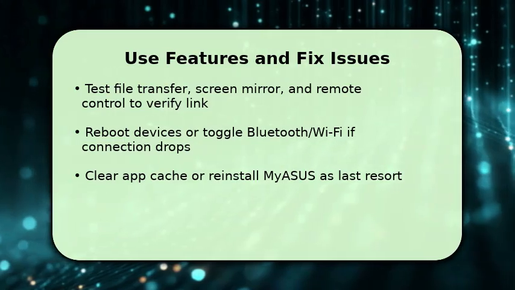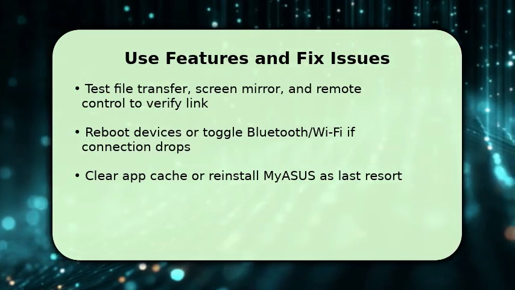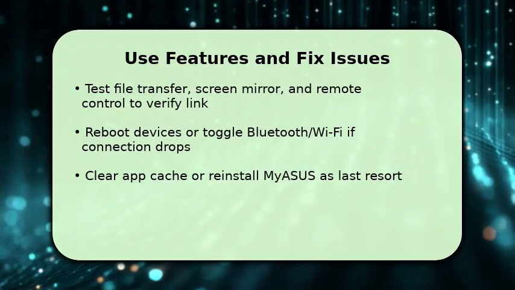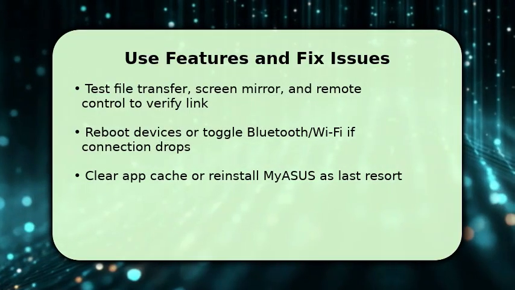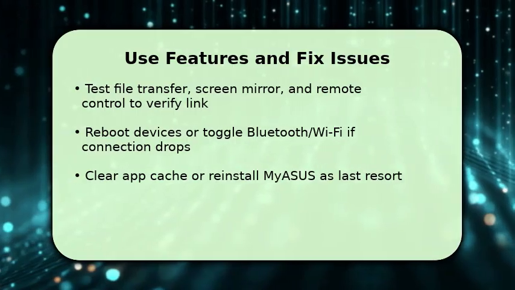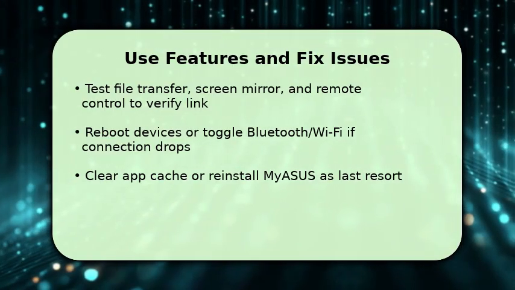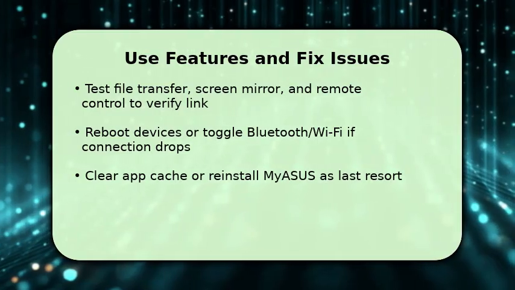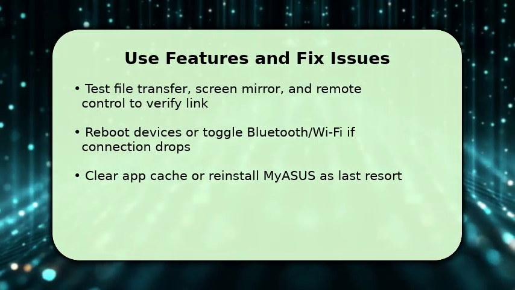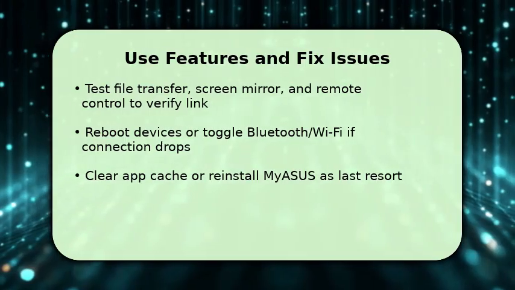If the link fails, first reboot both devices and toggle Bluetooth and Wi-Fi. That resolves most transient discovery problems. If issues persist, clear the MyASUS app cache or reinstall the app, then repeat pairing. This troubleshooting keeps your link reliable without losing data or account settings.